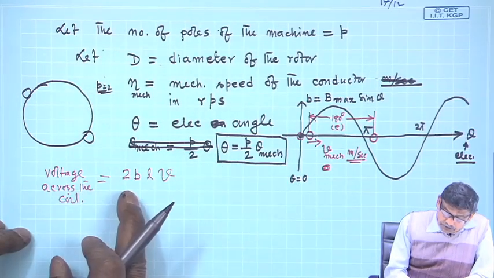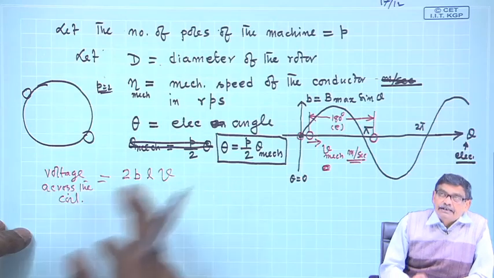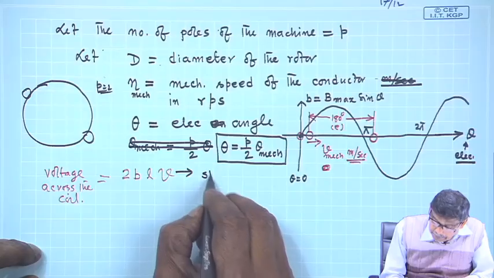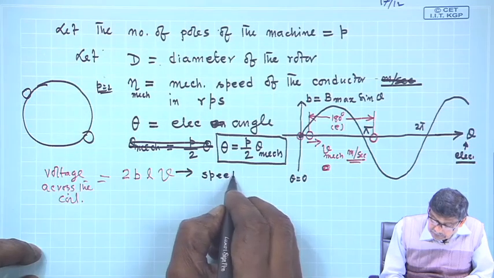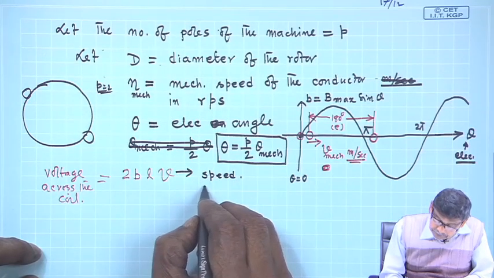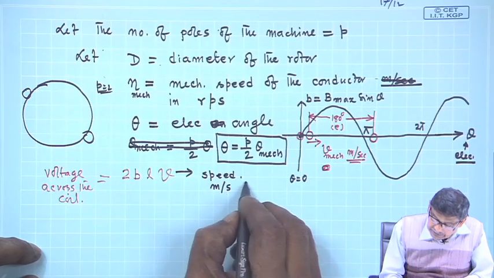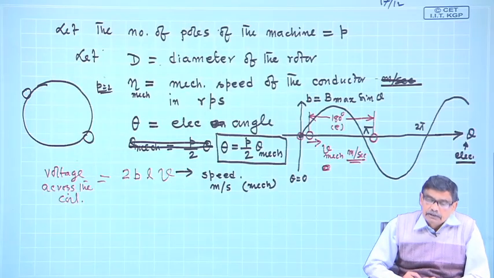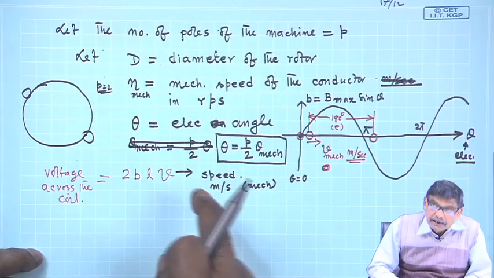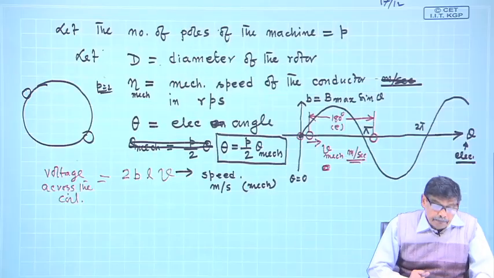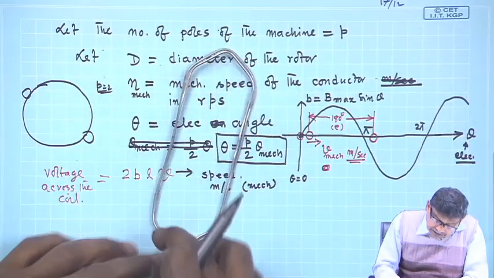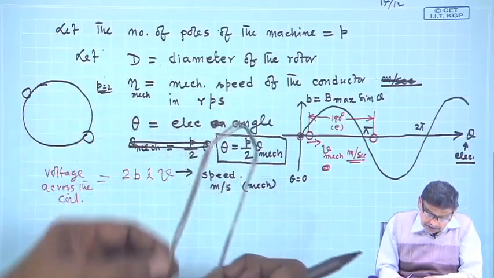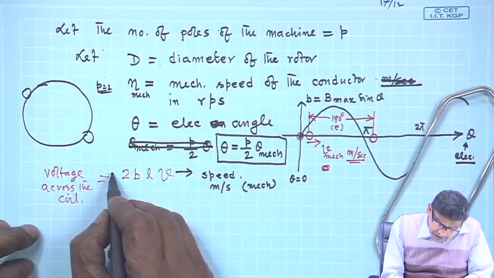So, what will be the induced voltage? 2 B L V. What is V? V is speed, mechanical speed, meter per second, it is mechanical speed. That is what that formula says, BLV. Velocity of the conductor is mechanical meter per second. Now, only thing, if it is a multi-turn coil, so that in each coil side there will be several conductors, it is to be multiplied by n.